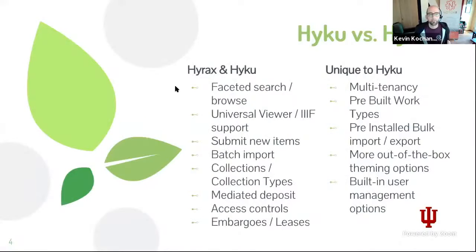Some things that Hyku and Hyrax both have are common elements: robust faceted search and browse, ability to submit new items, and leases and embargoes. And then some things that are unique to Hyku are multi-tenancy, which we talk about a lot. That's the ability for a lot of discrete repositories in one instance of the software. There are some additional pre-built work types, pre-installed bulk import export, more out-of-the-box theming options, and some other things with Hyku.